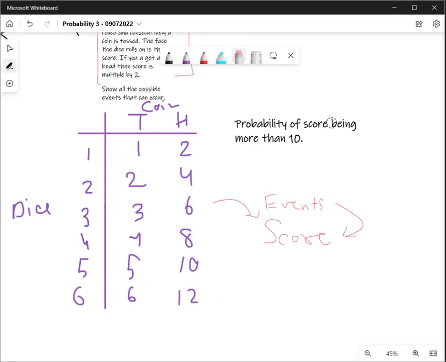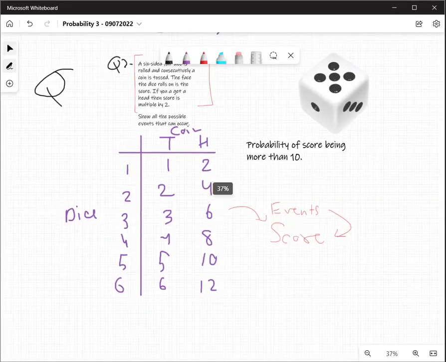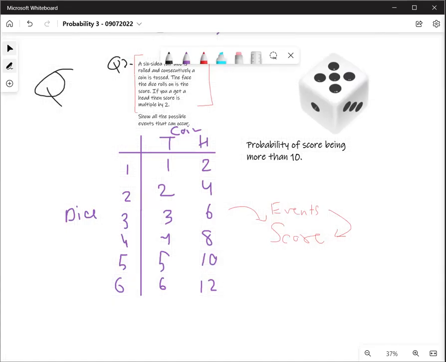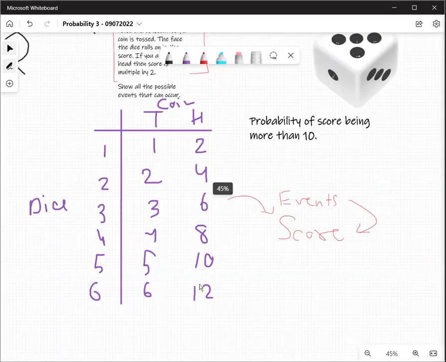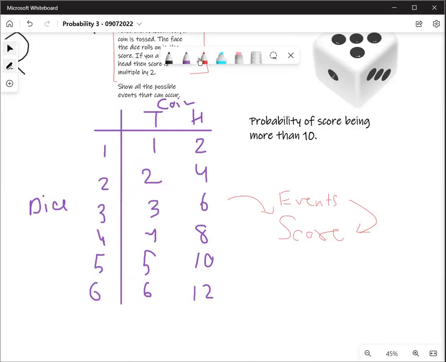I want you to find the probability of the score being more than 10. What is the probability of the score being more than 10? So it's 1 by 12. Yep, that's the answer. So 1 over 12. You have 12 events, 1 over 12. You can circle this if you want. Now, what is the probability of the score being an even number?